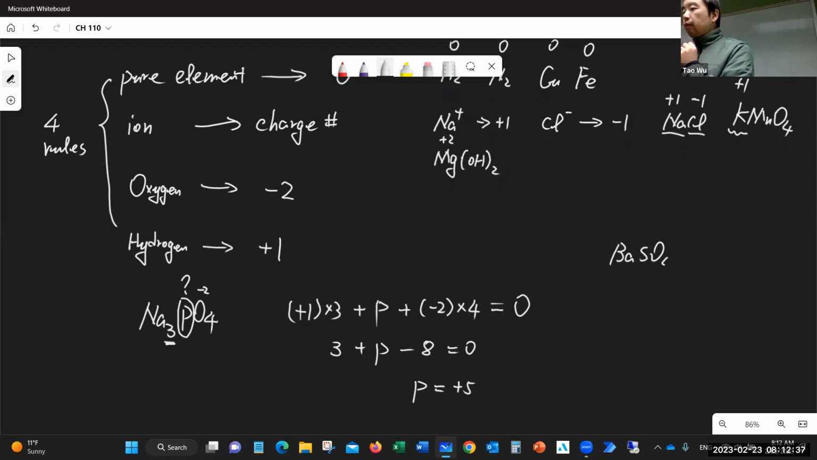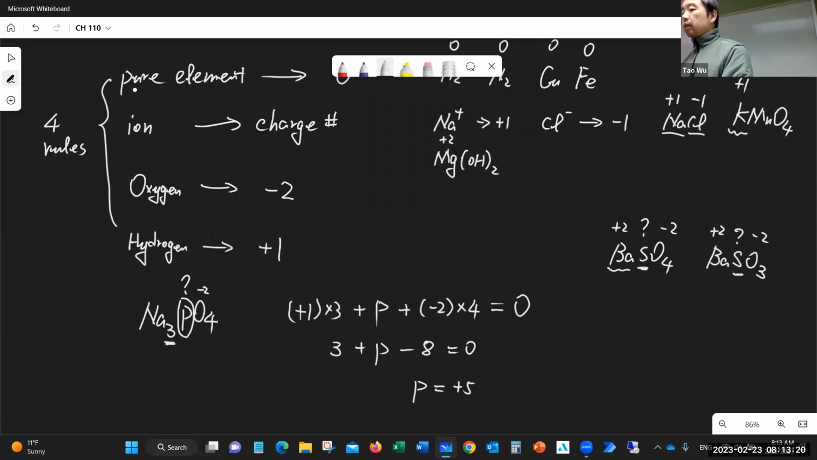barium sulfate. What is the oxidation number for sulfur in sulfate? Or barium sulfite. What is the oxidation number for sulfur in sulfite? Again, what is the charge for the barium? Barium is in the 2A group, and this is in a compound, so the charge should be +2. And you know oxygen is -2.